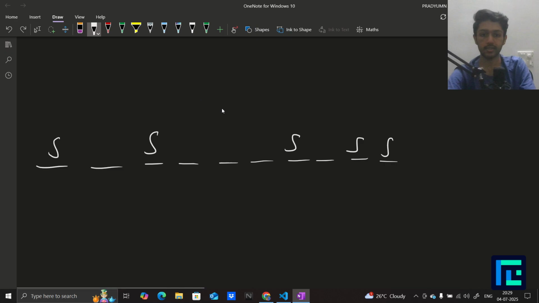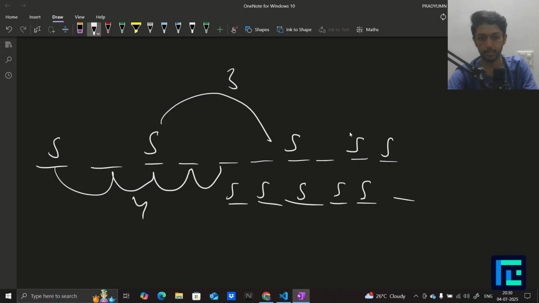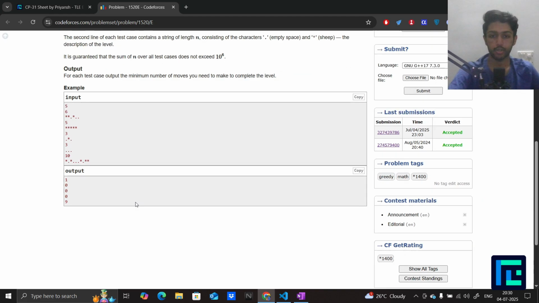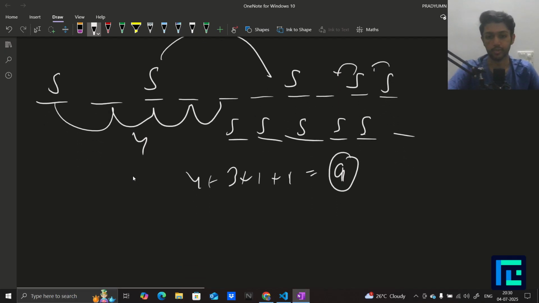So if we are not moving this, that means this S will come here, and the two S's will come like that, and these two S's will come like this. So what's the distance? The distance is just this 3 distance plus 1, 2, 3, 4, 4 plus this 1 plus 1, right? So the answer is 9. 4 plus 3 plus 1 plus 1. So the answer is 9, and that is correct, right? So you just have to look at this greedy approach to not move the center one, right?